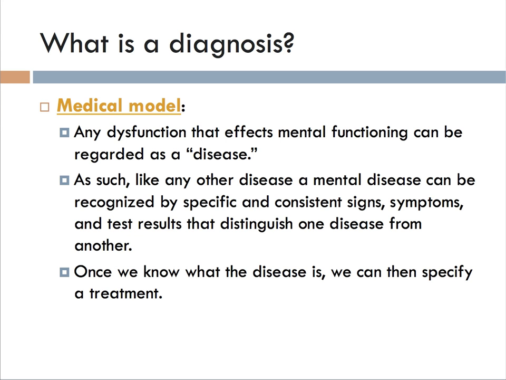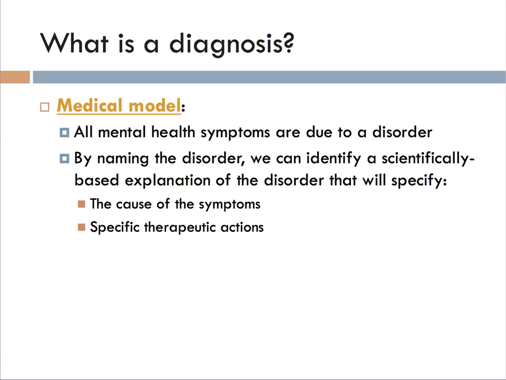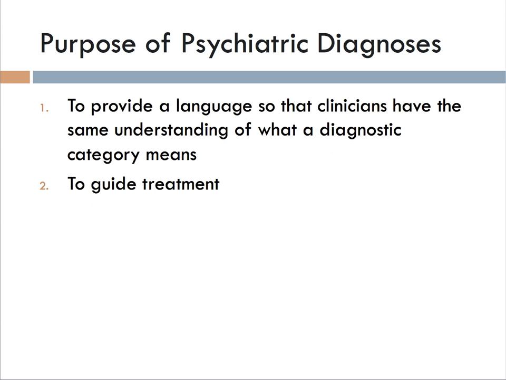Another name for the disease model is the medical model. And according to the medical model, all mental health symptoms are due to a disorder, and by naming the disorder, we can identify a scientifically based explanation of the disorder that will specify both the cause of the symptoms and the resulting therapeutic actions that should be taken. So in this way, according to the medical model, psychiatric diagnoses serve two primary purposes. One, to provide a language so that clinicians have the same understanding of what a diagnostic category means, and second, to guide treatment.